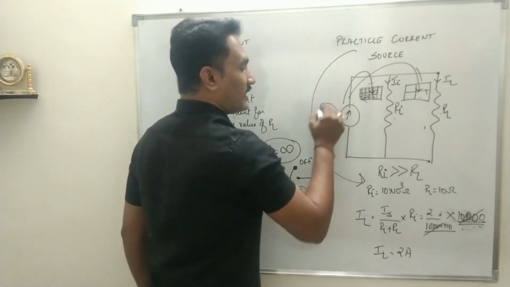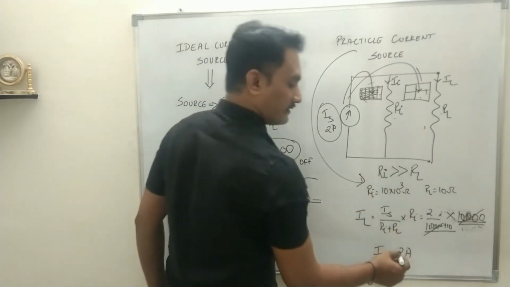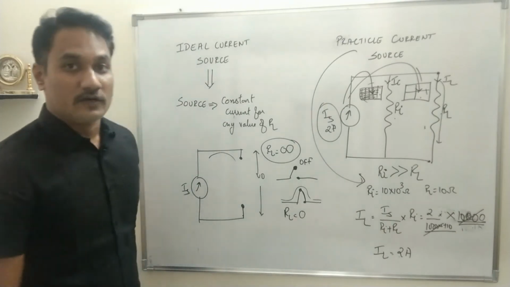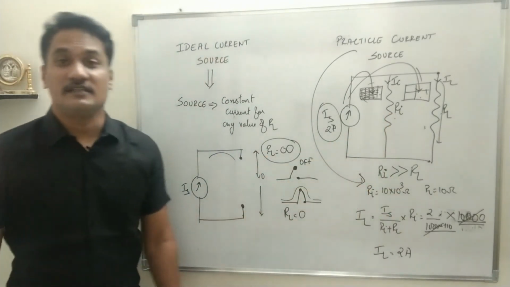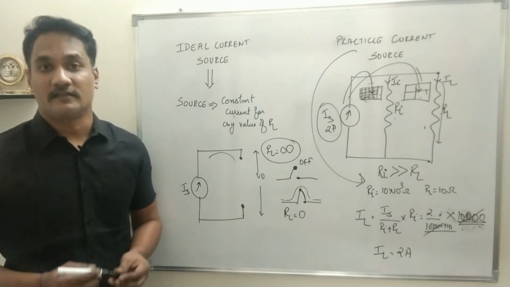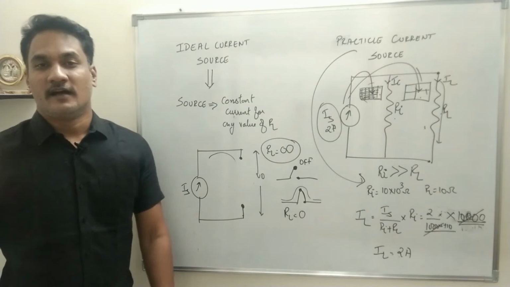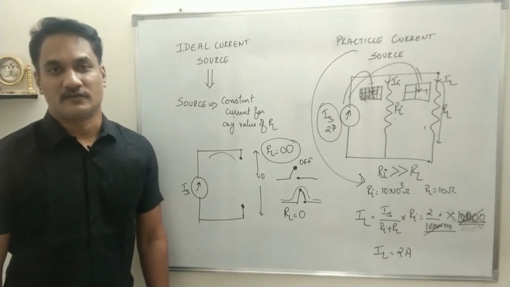So how much is the current produced by the source? 2 ampere, and almost the same amount of current is flowing through the load resistance, and this happens when the internal resistance is much greater than the load resistance. So this is the concept of ideal current source and practical current source. I hope you have understood.